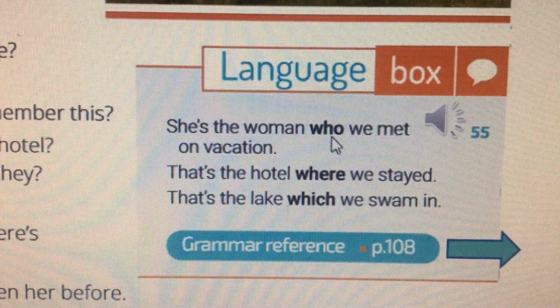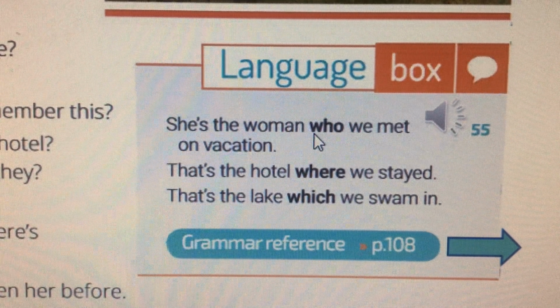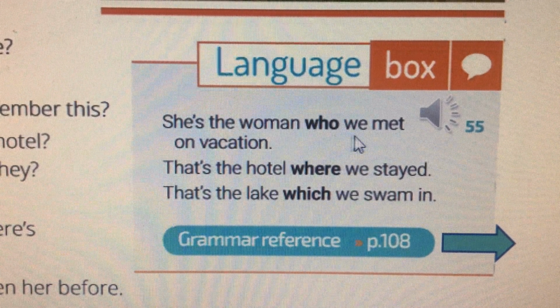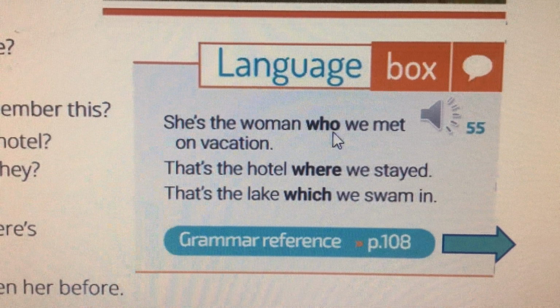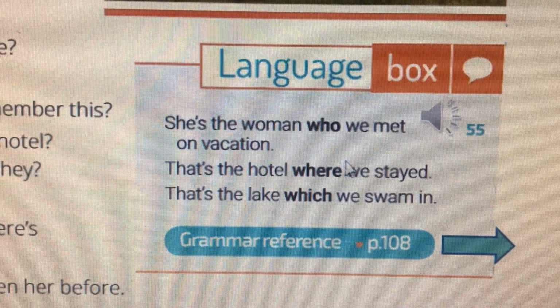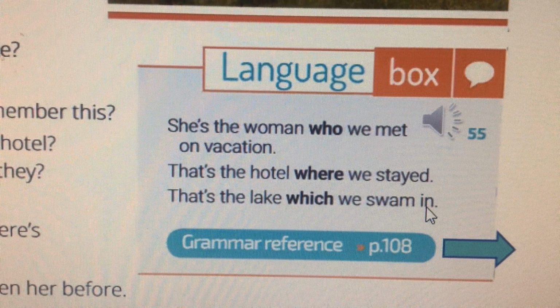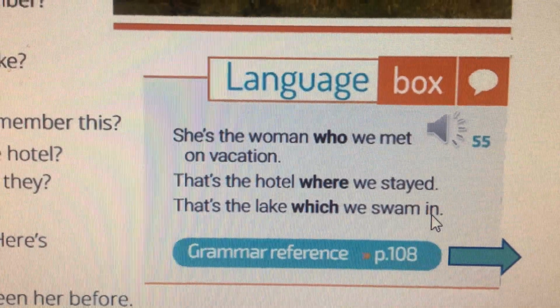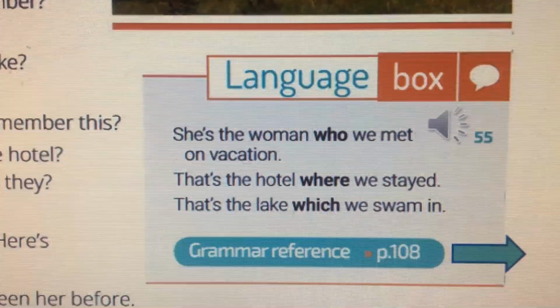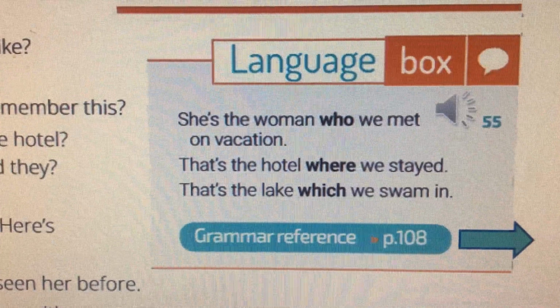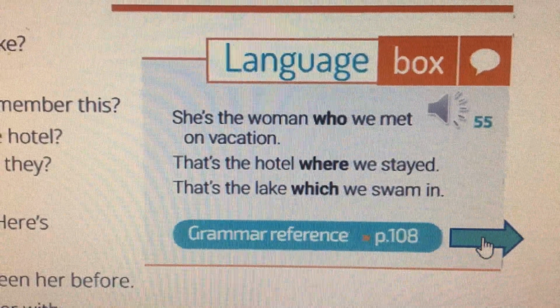Okay, so these words are the beginning of a clause. A clause is all of the words that come after. Who we met, where we stayed, which we swam in. Okay, and that's called a relative clause. So let's take a look at those on page 108.